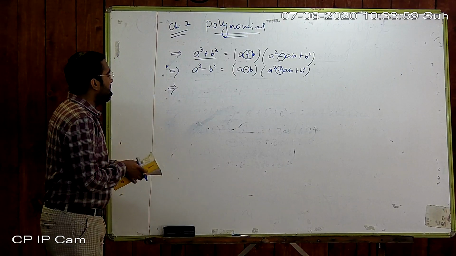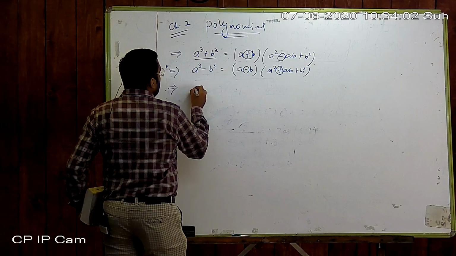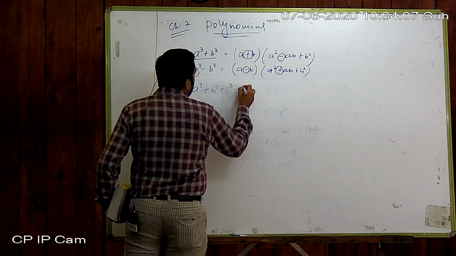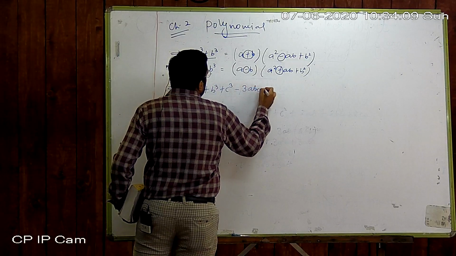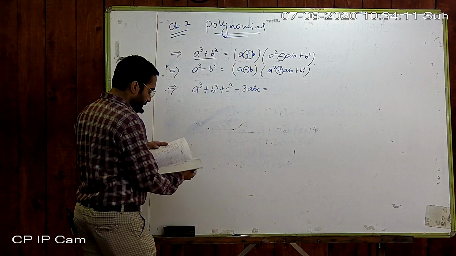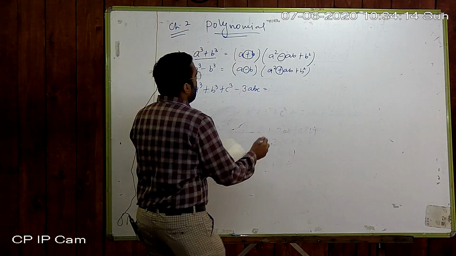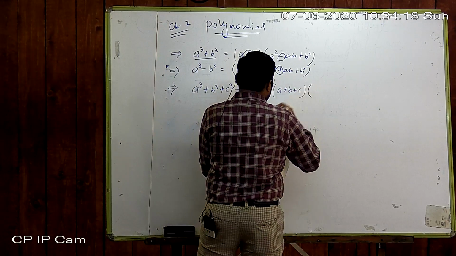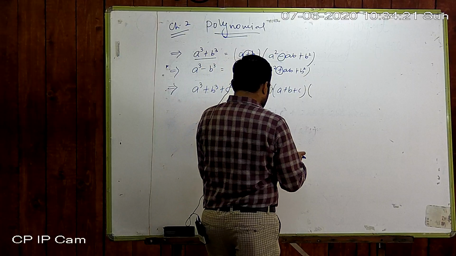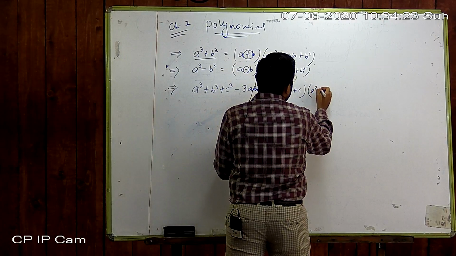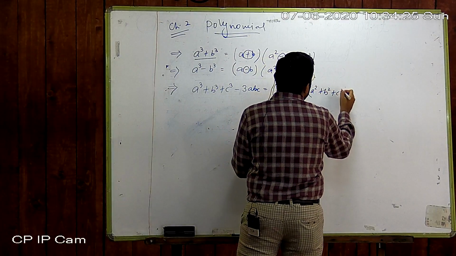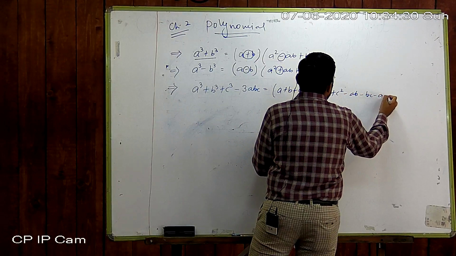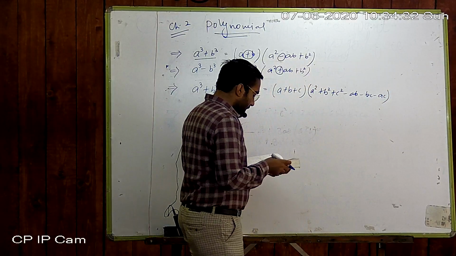Next formula is the most important formula: a cube plus b cube plus c cube minus 3abc is equal to (a plus b plus c) multiplied by (a square plus b square plus c square minus ab minus bc minus ac). Okay.